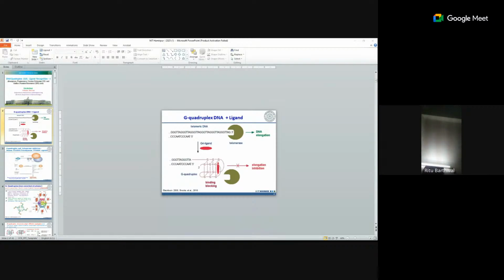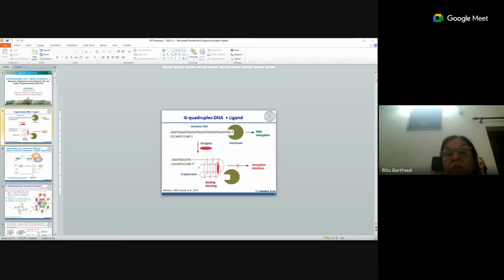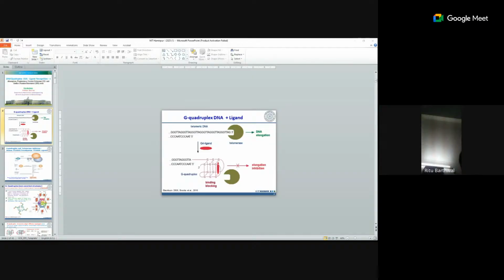This sequence, TTAGGG repeats in human telomeric DNA, folds itself and forms a G quadruplex. You can see it's the same single strand, which is folding over here and forming a quartet of G, G, G, G. There is a quartet in one plane, then a second plane and a third plane.